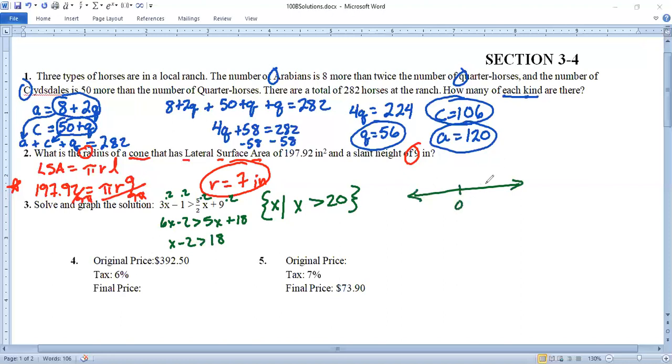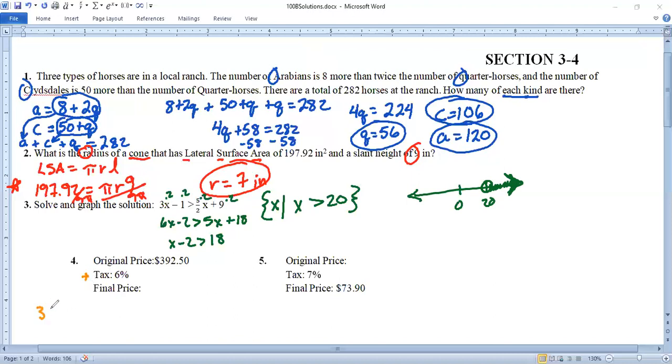Here's 0, here's 20. Boy, did we zoom out a lot. 1, 2, 3, 4, 5, 6, 7, 8, 20. So we could then write an open circle. We don't actually want 20 as an answer. And there we go. Big arrow going off to the right. X is on the bigger side of 20. All right, good. Number 4, the original price is $392.50, and the tax is added onto it.